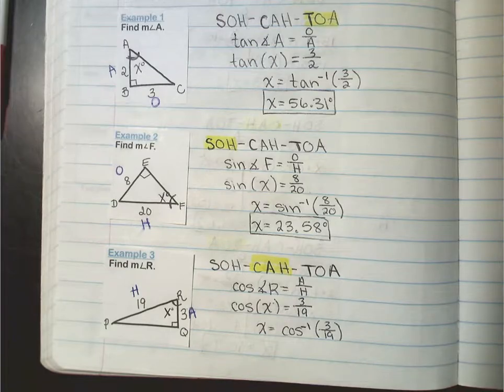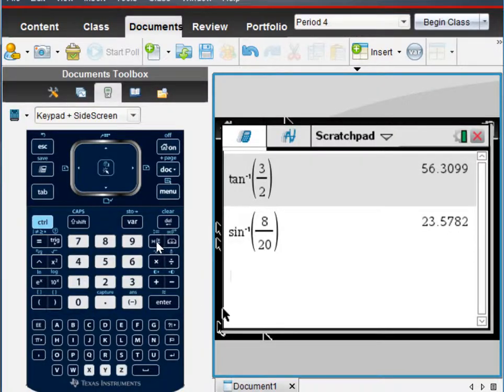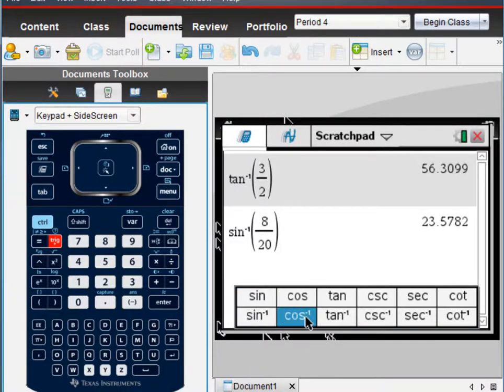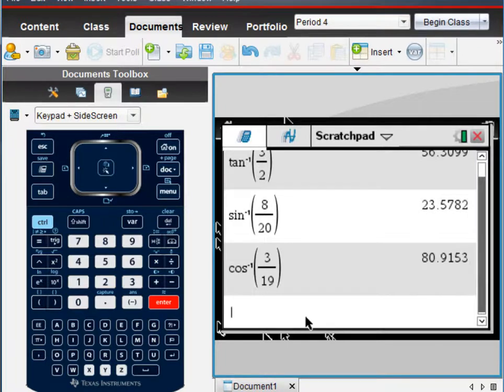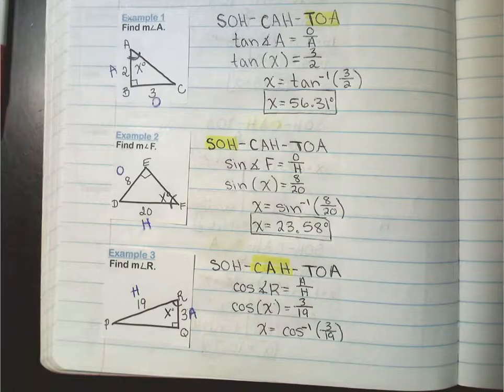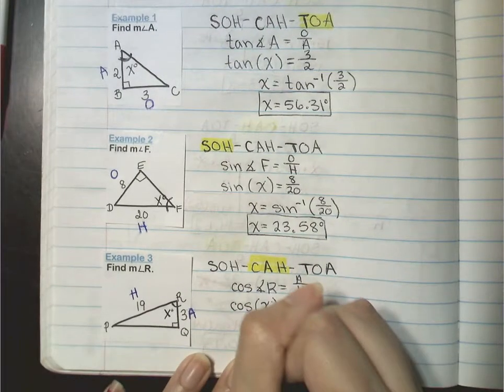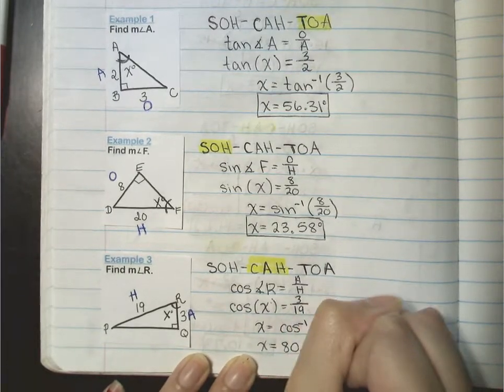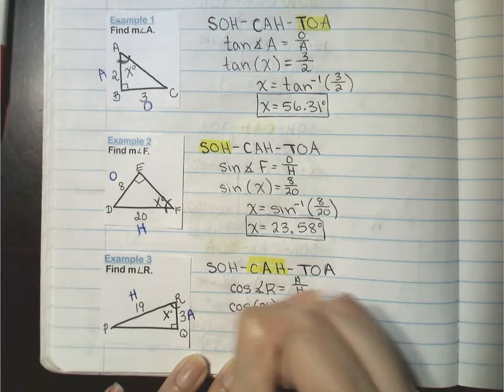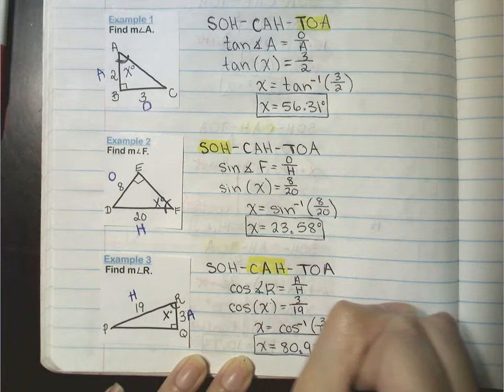I'm going to do it with the calculator one more time. So the inverse of cosine for the ratio 3/19. That's 80.92, because I'm rounding. So x is about 80.92 degrees. And that's it. So solving for our angles is very easy.